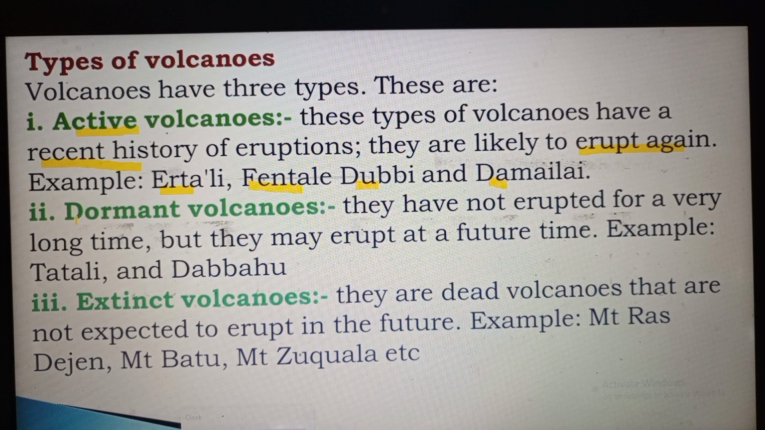The second one is the dormant volcano. Dormant volcanoes have not erupted for a very long time, but they may erupt at a future time. For example, Tat Ali, which is located in North Afar, and Borawli, which is also found in Afar. These two examples are indicators of dormant volcanoes. So dormant volcanoes have not erupted for a very long time, but they have a possibility to erupt again in the future.